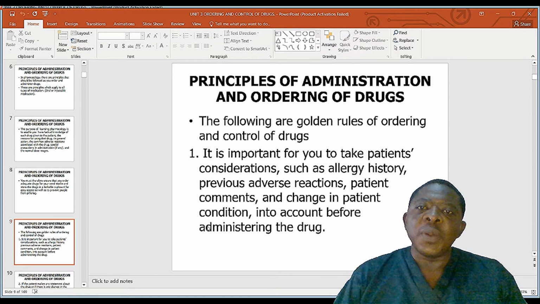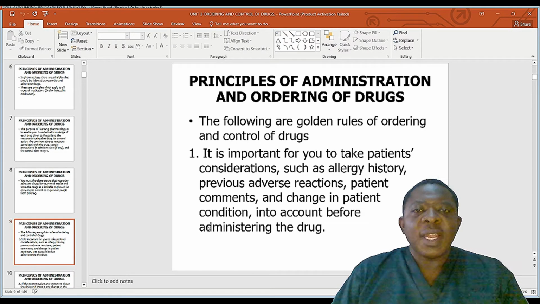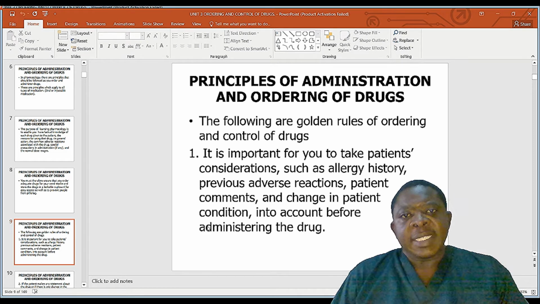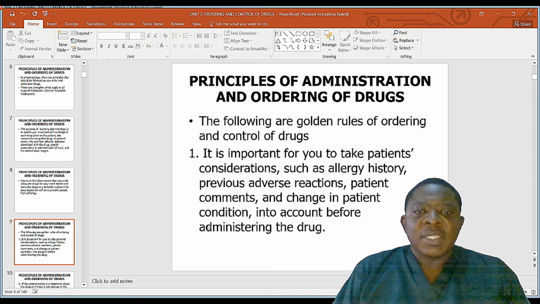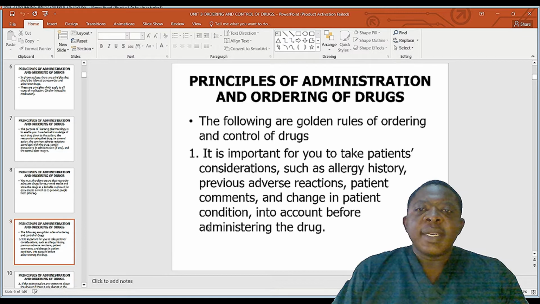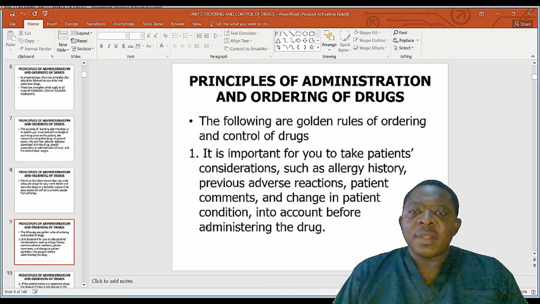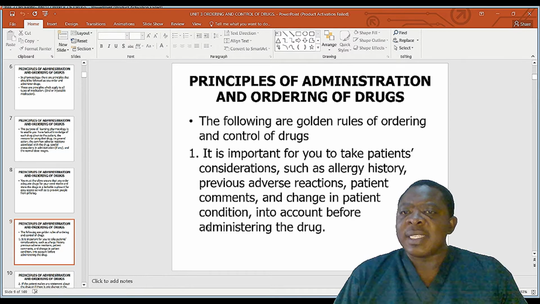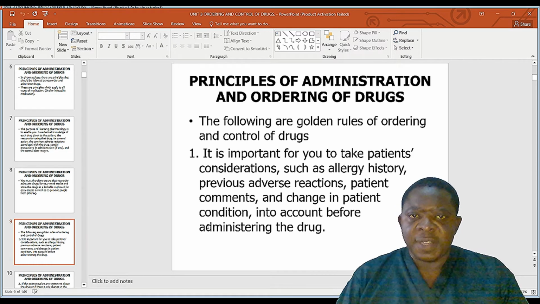So the following are the golden rules of ordering and control of drugs. So what are these golden rules? Number one, it is important for the health practitioner to take patient considerations such as allergy, previous adverse reaction, patient's comment, and change in patient's condition into account before administering the drug.